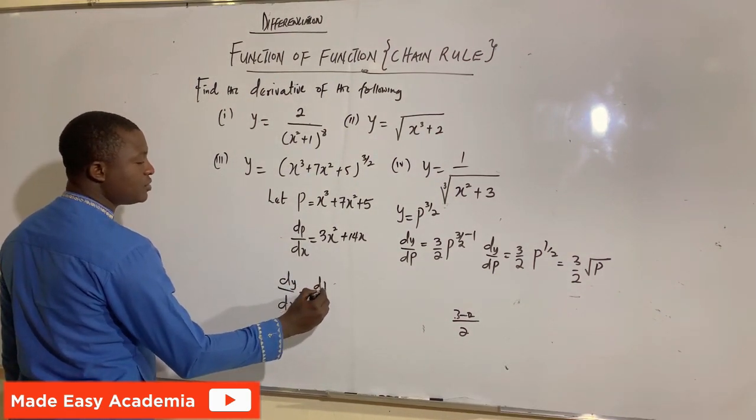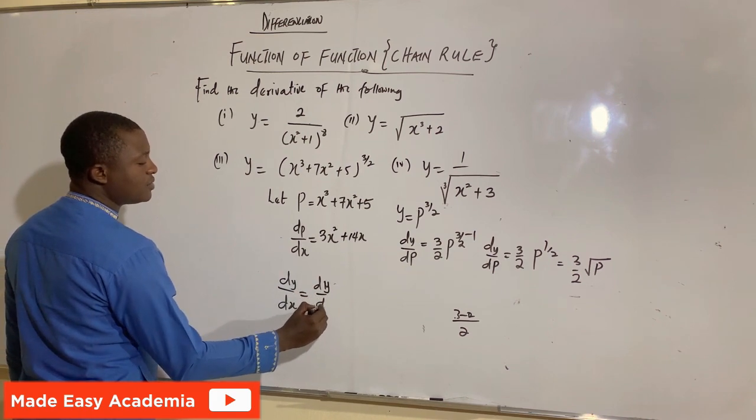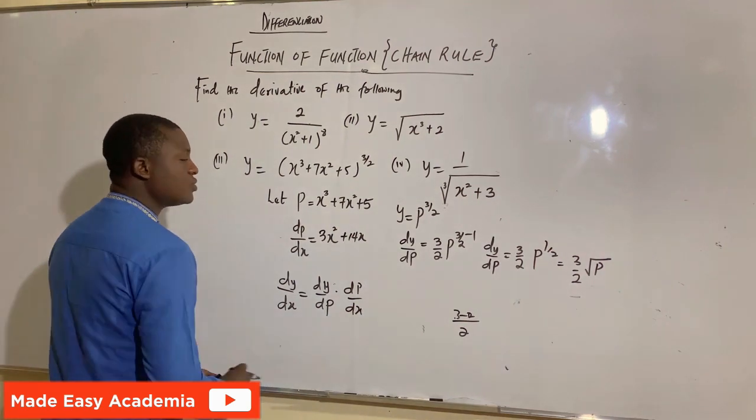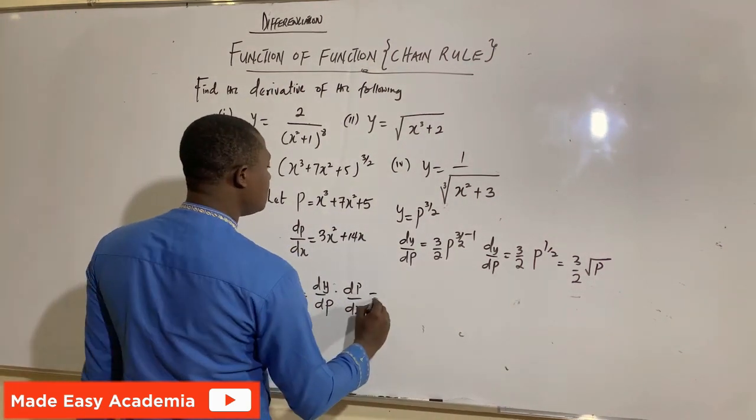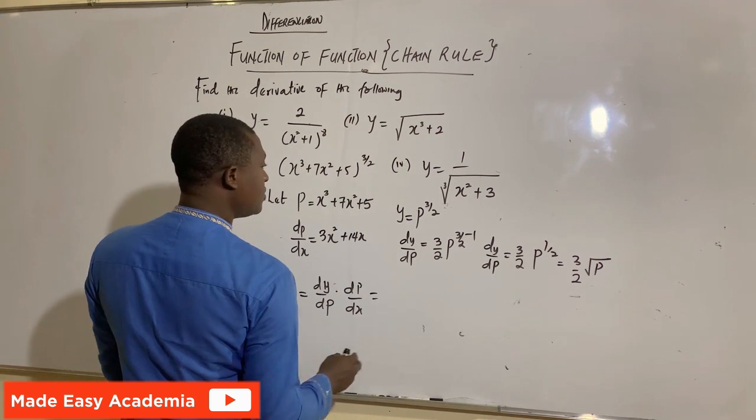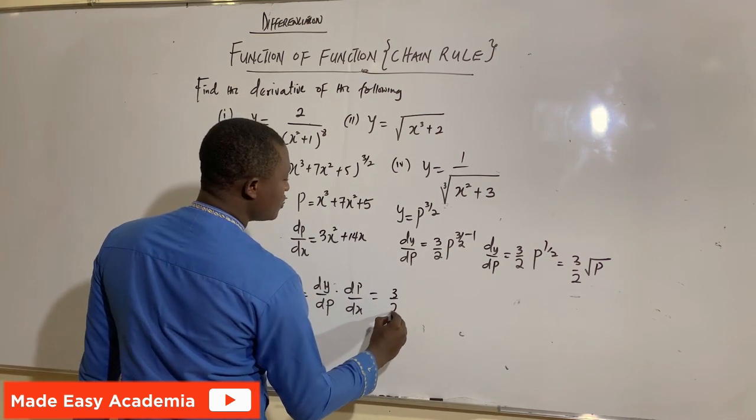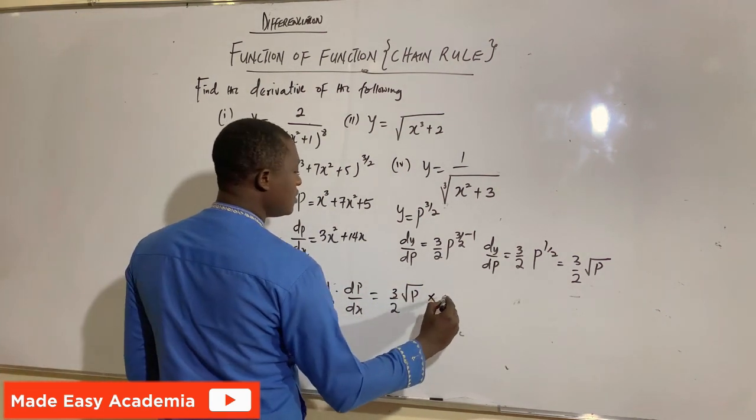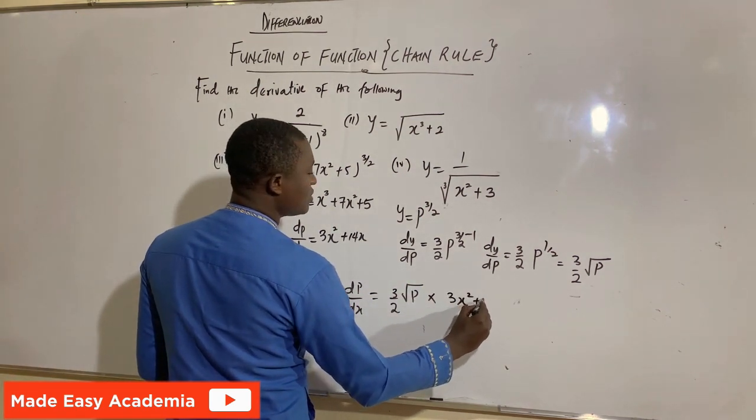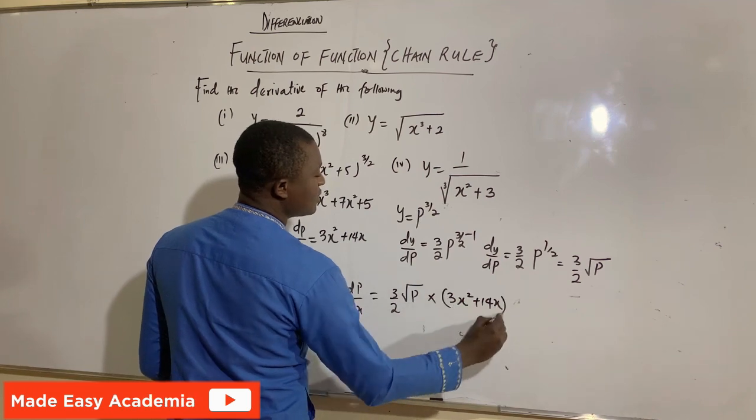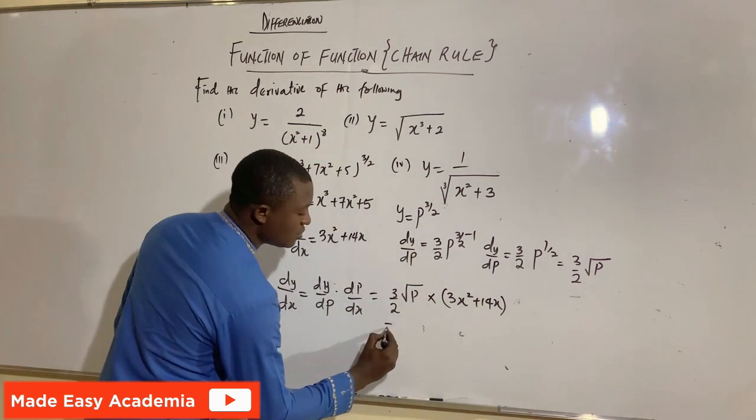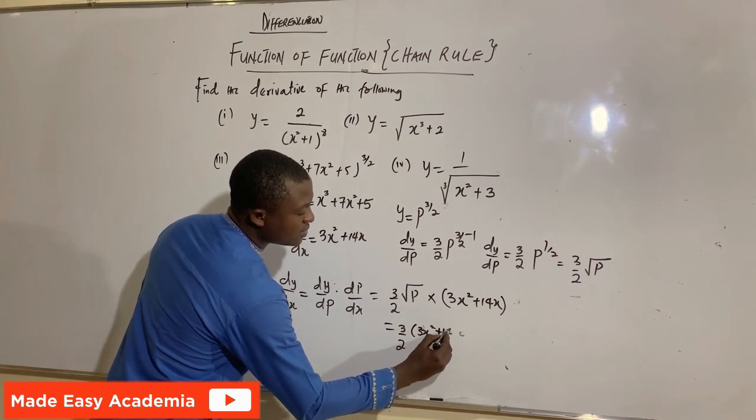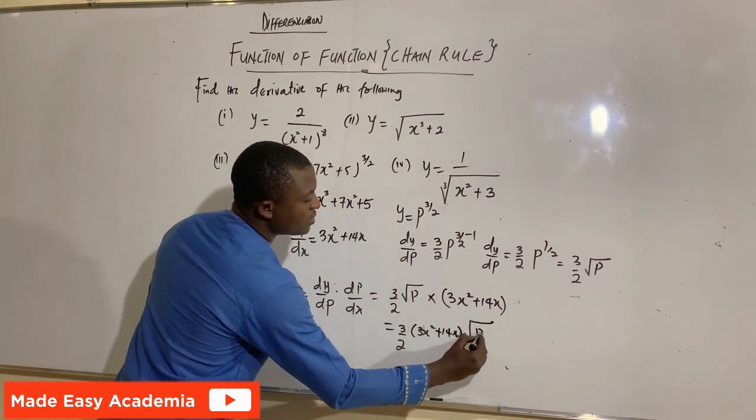So now, therefore, dy dx is going to be the first one times the second one, which is dy over dp multiplied by dp over dx. So the dy dp we have here is 3 over 2 root of p multiplied by dp dx, we have it to be 3x squared plus 14x. So this multiply this. Down here we have 3 over 2 times 3x squared plus 14x, then root of p.